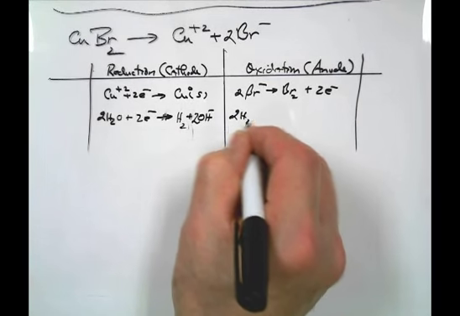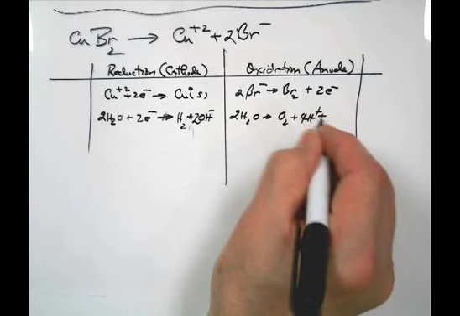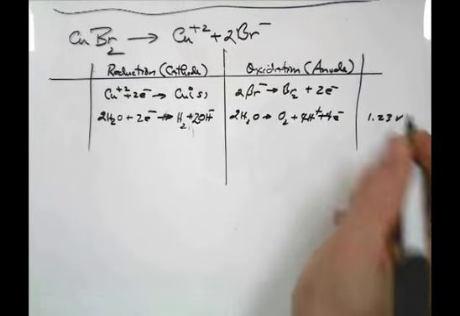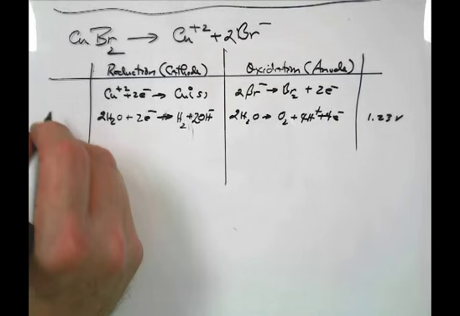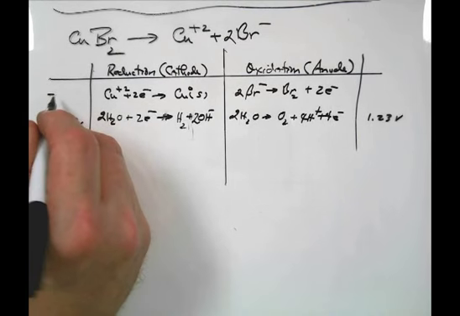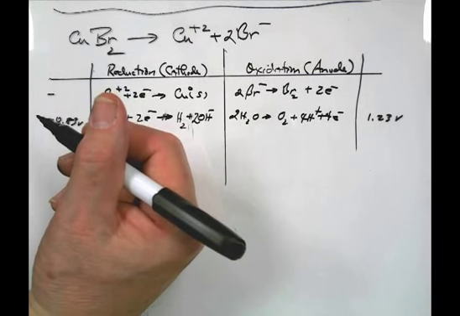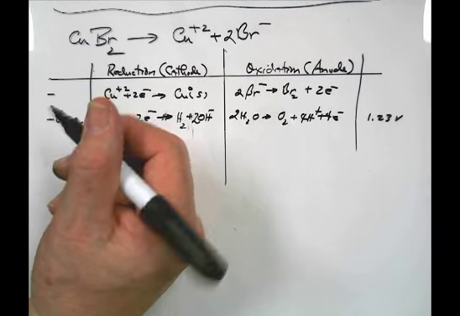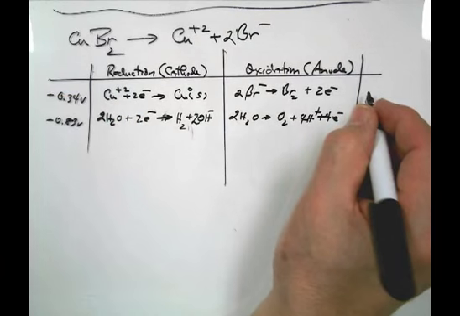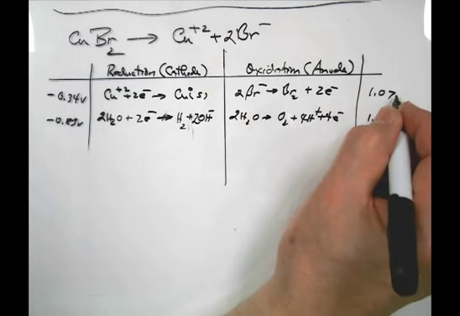oxidation: 2H2O goes to O2 plus 4H plus plus 4 electrons, 1.23 volts. You get to where you can get these memorized. Then minus 0.83 volts. Copper is, I don't have, yeah, minus 0.34 volts, and bromine 1.07 volts.